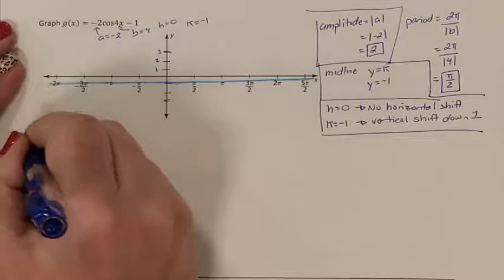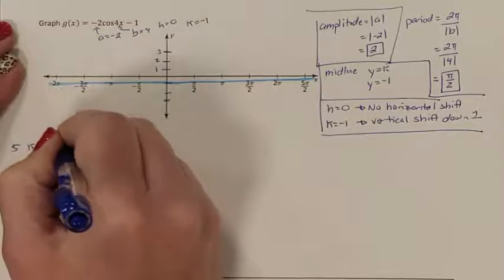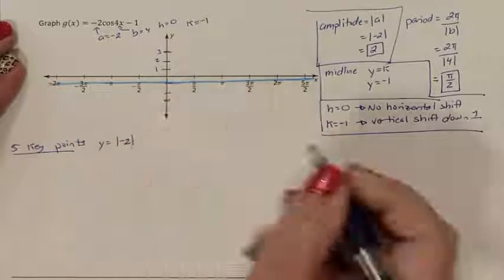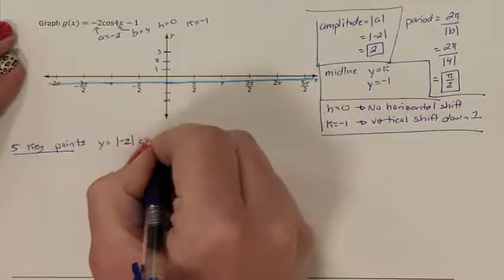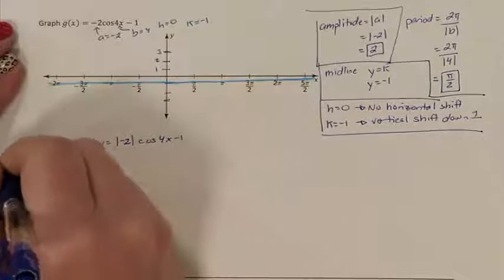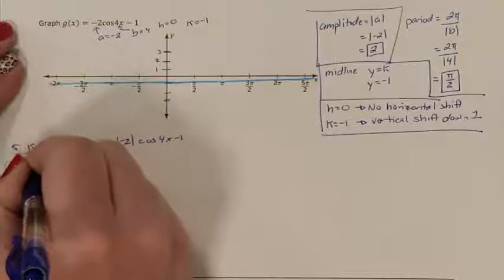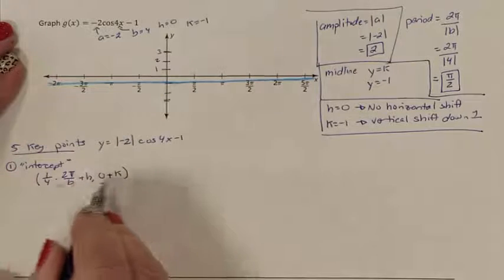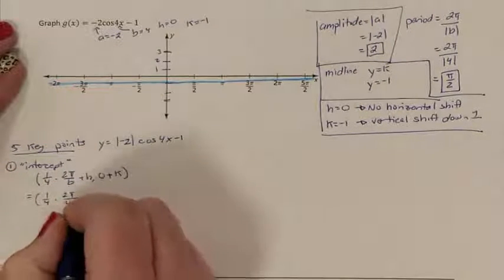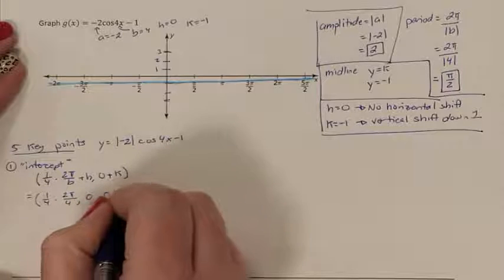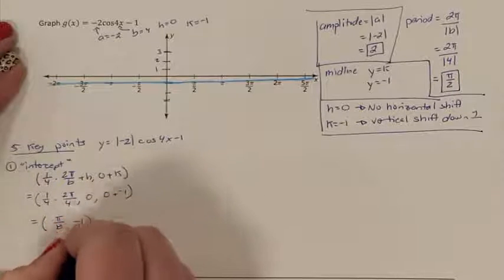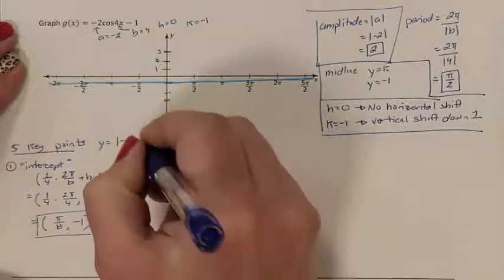So now let's find our 5 key points. And remember, we're finding our 5 key points assuming this is the absolute value of the function we are given. Cosines have 2 intercepts, so let's find our 2 intercepts. This is the formula considering the h and k transformations. My b is 4, my h is 0. Simplifying this, I get pi 8, -1 as my first intercept.